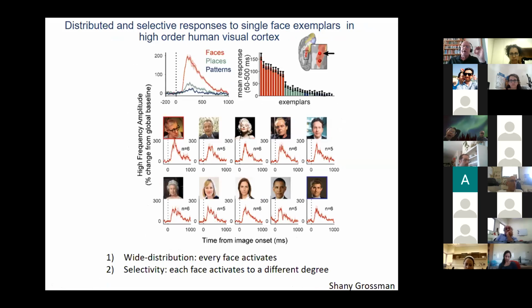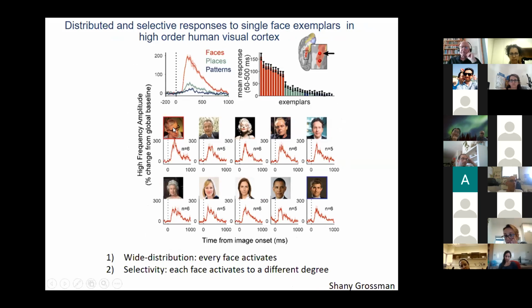Now let's look at the typical response of a contact that is face selective recorded in this region when we analyze the response to individual faces, not to faces in general. You see this contact is indeed selective to faces and not to other categories. You see it here very beautifully. But let's look at what happens to the responses to individual faces, individual images that we saw. And I want to draw your attention to two major points.